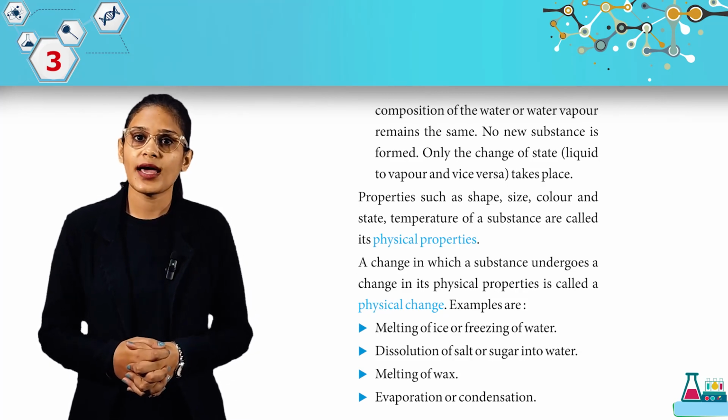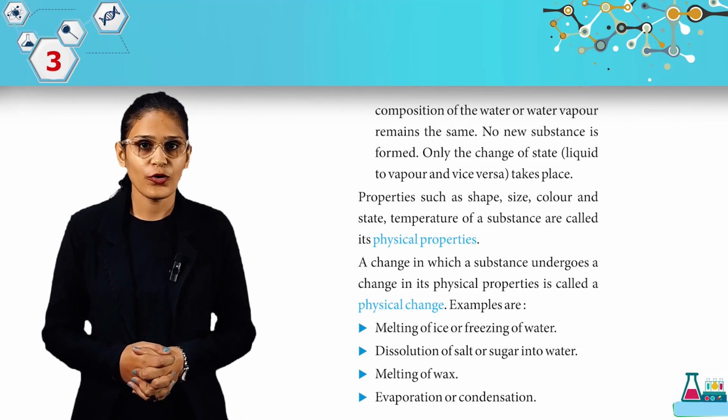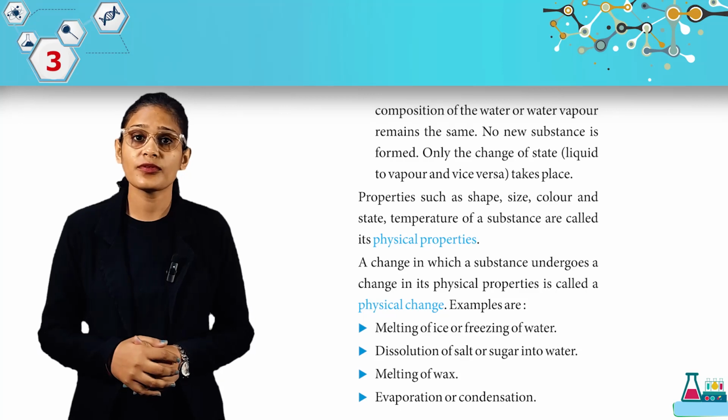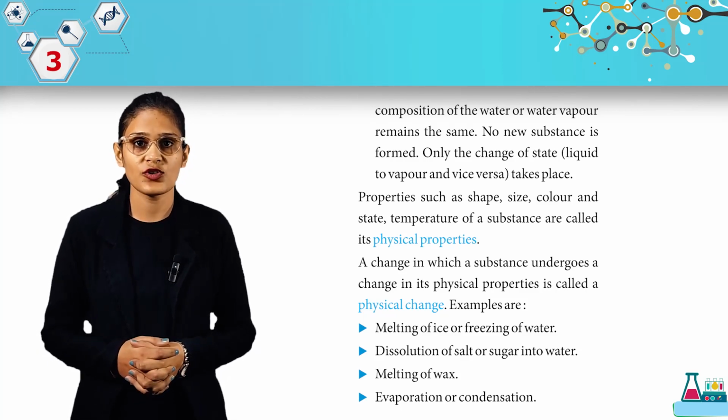Properties such as shape, size, color, state, and temperature of a substance are called its physical properties. A change in which a substance undergoes a change in its physical properties is called a physical change.